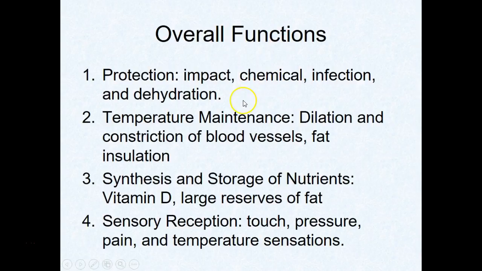Temperature maintenance, we talked about that when we talked about homeostasis. The dilation and constriction of blood vessels near the surface of the skin help to regulate the heat inside the blood. And we also have varying levels of fat insulation. And fat cells is basically lipid cells.